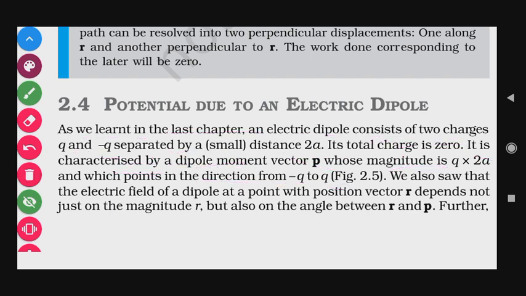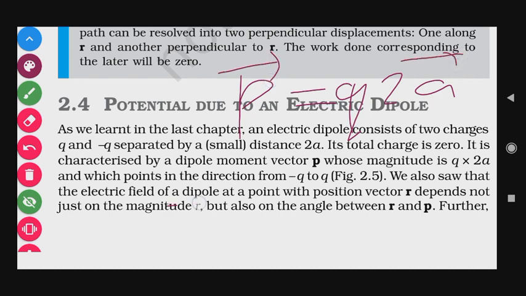As you know, there is a dipole moment. What is the magnitude of the dipole moment? Dipole moment is denoted by p. Its magnitude is the magnitude of either charge times the distance between the two charges. Okay, and it is a vector quantity. The direction is from the minus q charge to the plus q charge. This is the direction of the dipole moment.